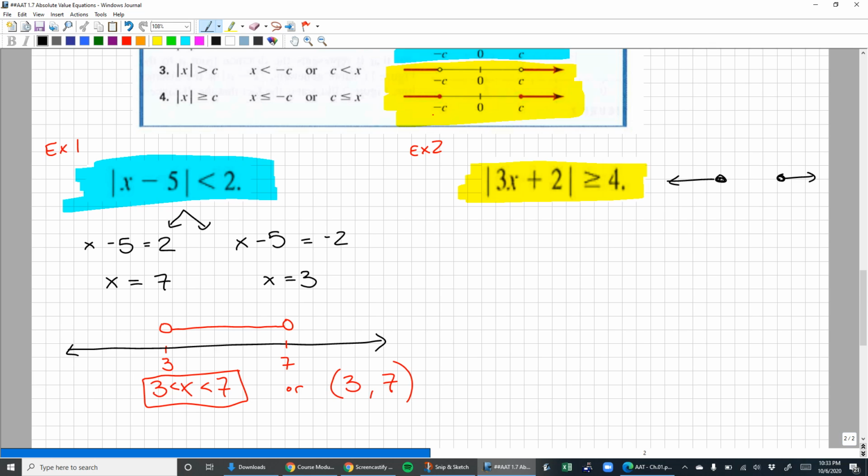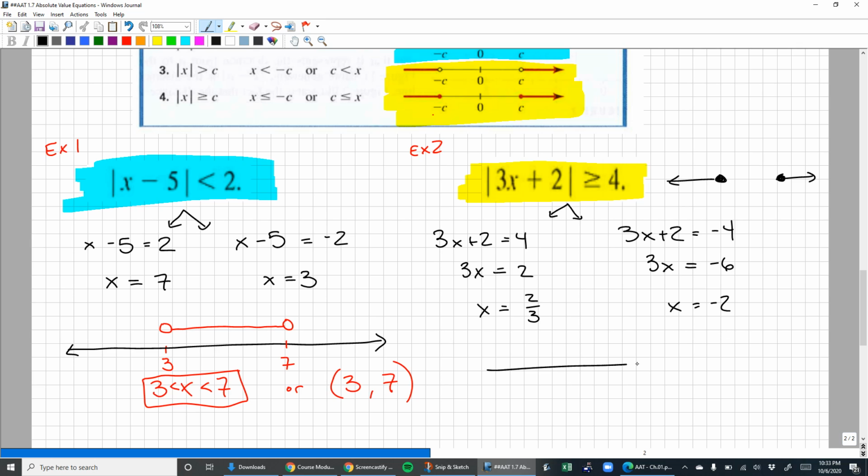They're going to be filled in because this is an equal sign, so I know what this is going to look like. I can just split it up into two things and find the boundary values. So I have 3x + 2 = 4, and I have 3x + 2 = -4. I work this through. I get 3x = 2, and x = 2/3. And over here, I get 3x = -6, and x = -2.